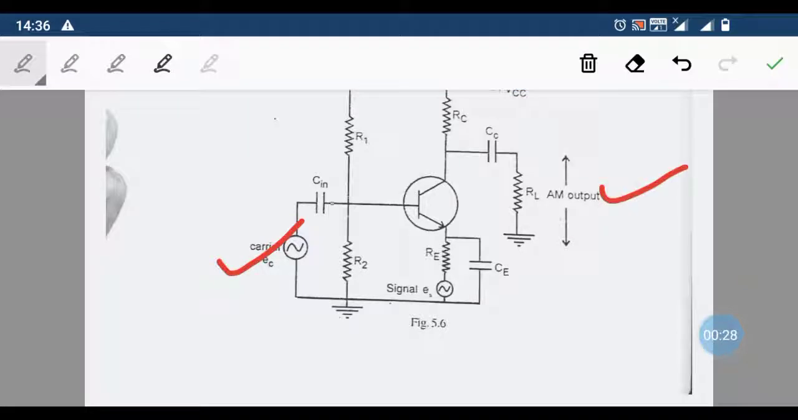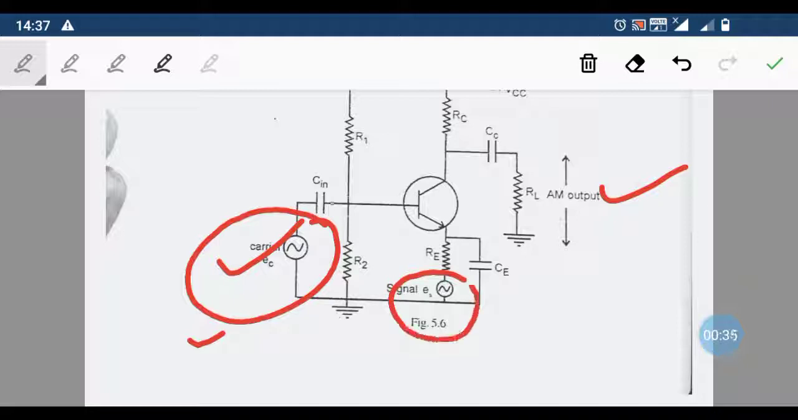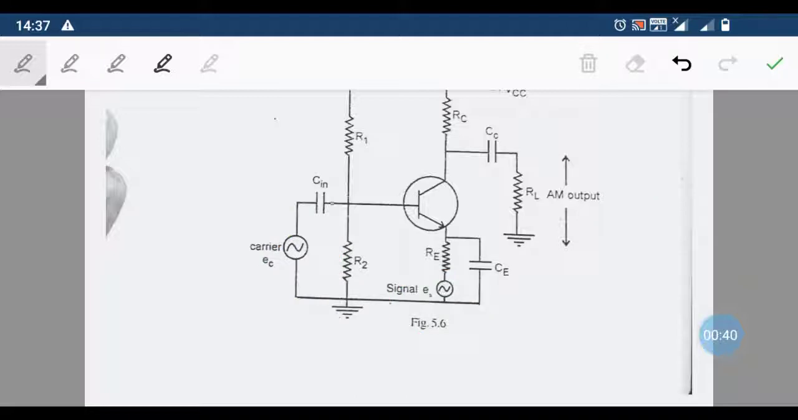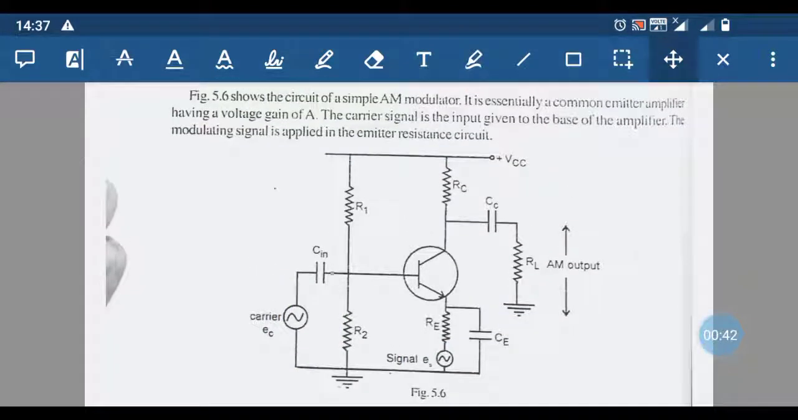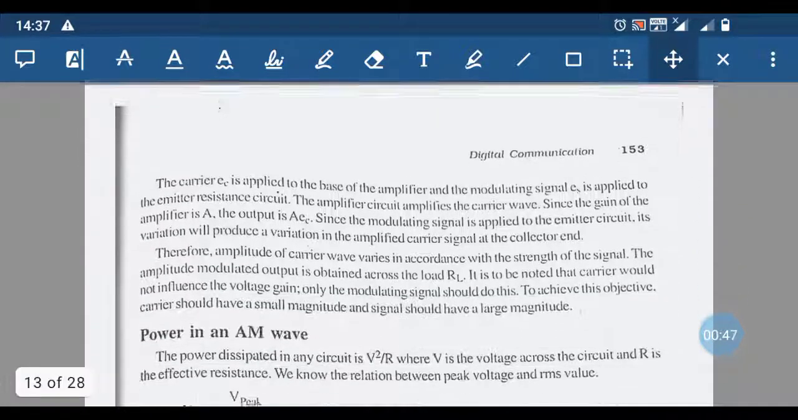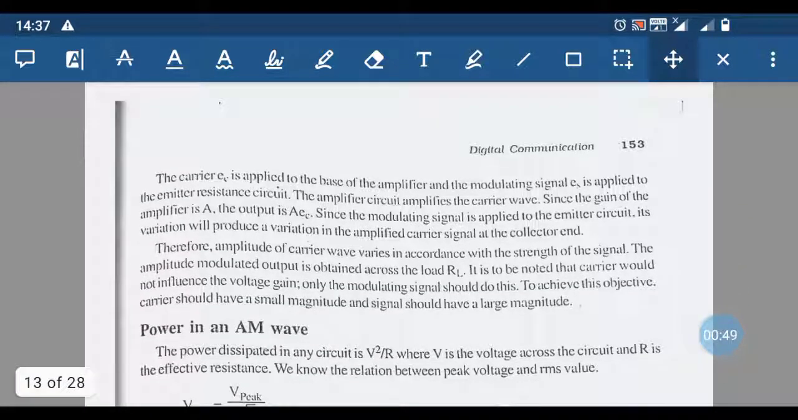But here the carrier is applied as the signal part, and the signal is included in the emitter of this one. So this can act as an amplitude modulator circuit. Here you can read this as: the amplitude of the carrier wave varies in accordance with the strength of the signal. The amplitude modulated output is obtained across the load RL, and it is also to be noted that the carrier would not influence the voltage gain.